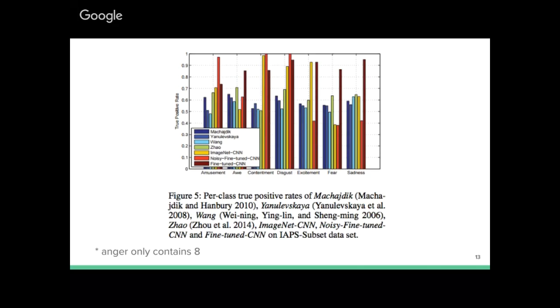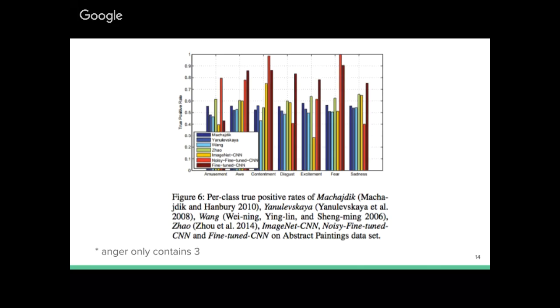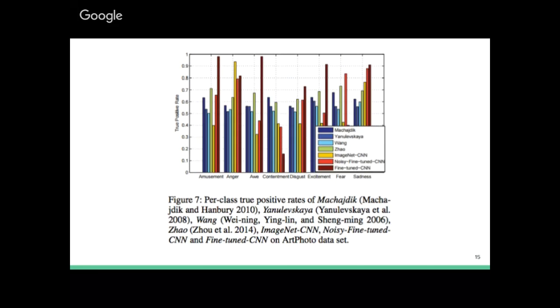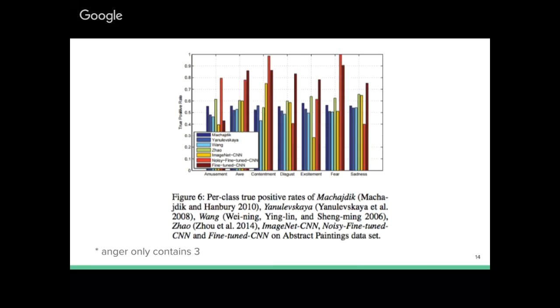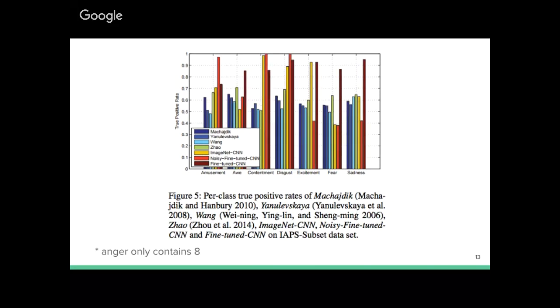Here are 3, so they do that over the 3 available data sets, the IAPS, the art abstract one. This is over the IAPS subset data set. Here, the abstract painting data set and the art photo. Not all of them check the 8 emotions, because they didn't have enough images. I think one of the data sets, I don't know if you remember, had just 3 images, so it could not be applied to that one because the samples were not enough to do the cross-validation.